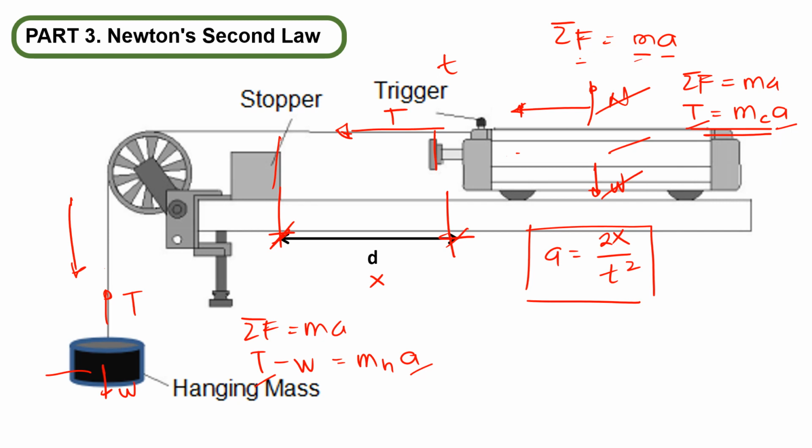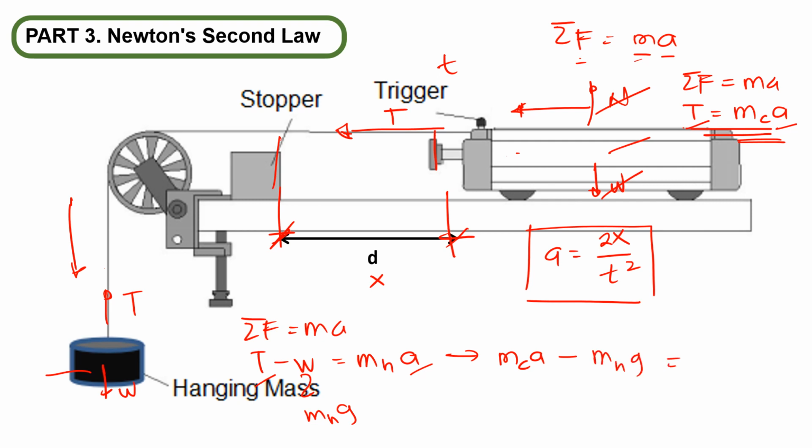So what we're going to do is substitute the first equation into the second equation. Tension is equal to MCA, so I'll be replacing tension with the first equation. That's MCA, and then minus the weight. This is the weight of the hanging mass, so hanging mass multiplied by g.